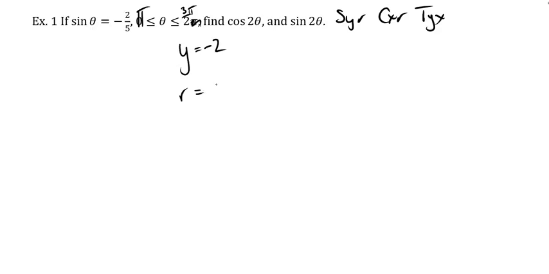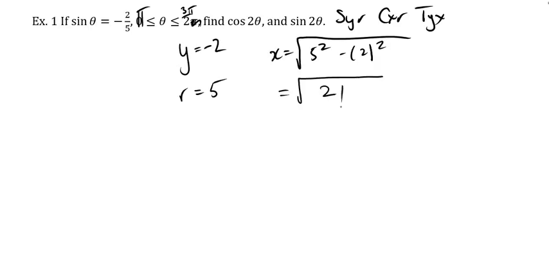And r is 5. How do I find x? Pythagorean theorem. X is the square root of 5 squared minus 2 squared, which is the square root of 21. And it's in quadrant 3, so it's negative. It's like plus minus square root of 21, but we're in quadrant 3, so we know it's negative. Okay? Everybody okay with that?